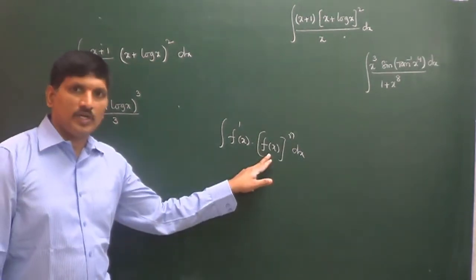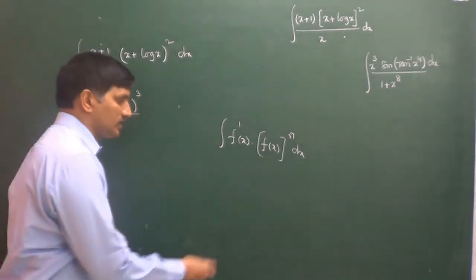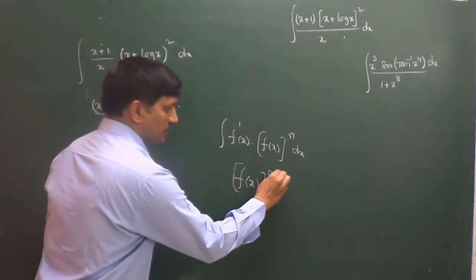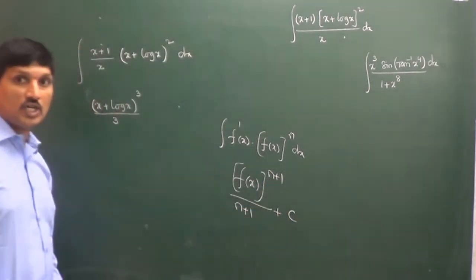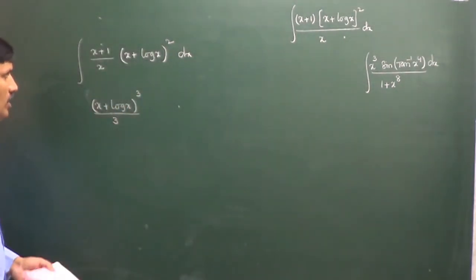This function's differentiation is there outside. Then we can write the answer as f of x whole to the power of n plus 1 divided by n plus 1 plus the constant of integration. So that is the reason I applied that one directly here.